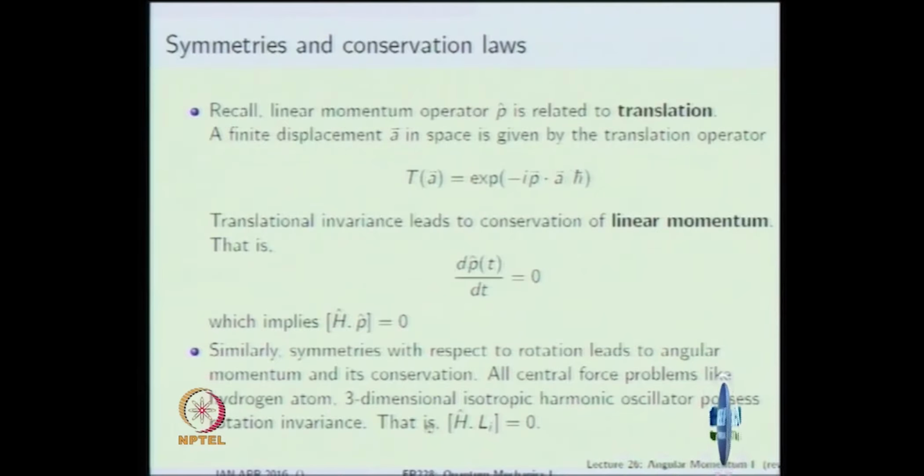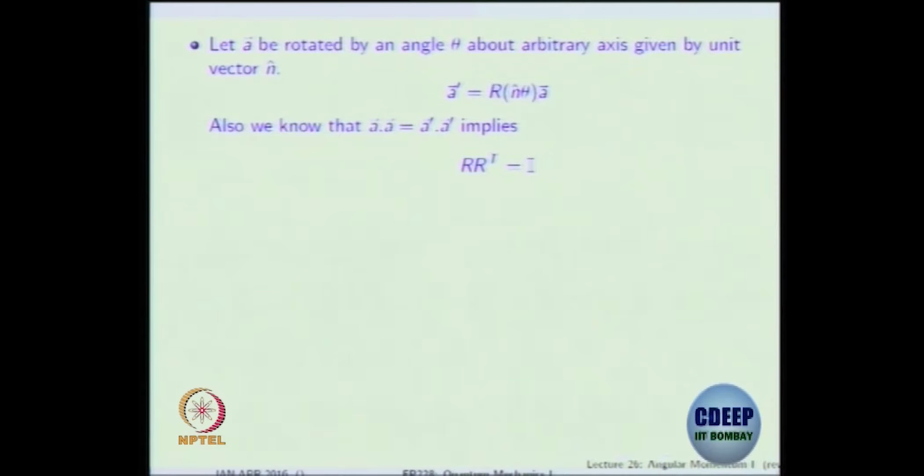But we will go over this a little slowly. So take a vector A rotated by an angle theta about any axis given by a unit vector hat n. You can take this axis to be the z axis for convenience, but you can take it to be any arbitrary axis. Will the vector A remain the same?